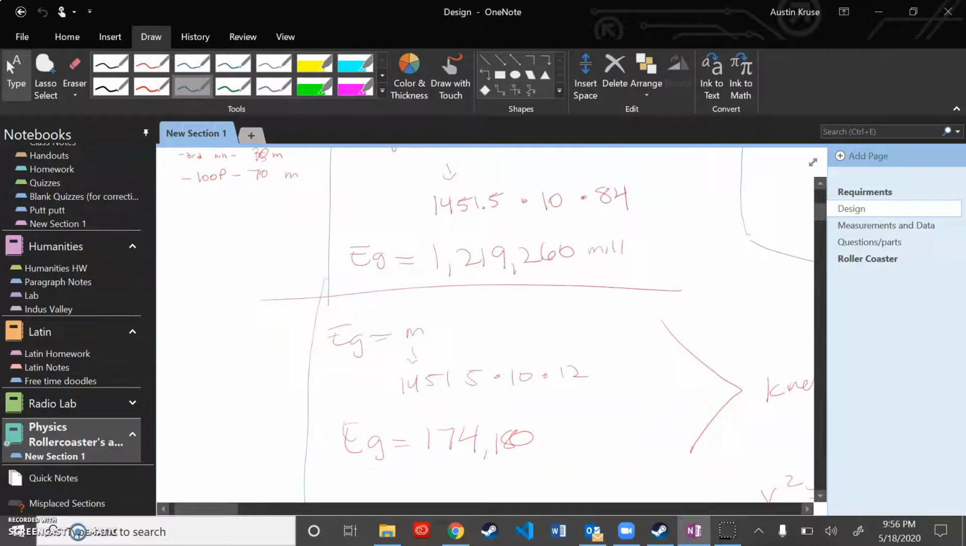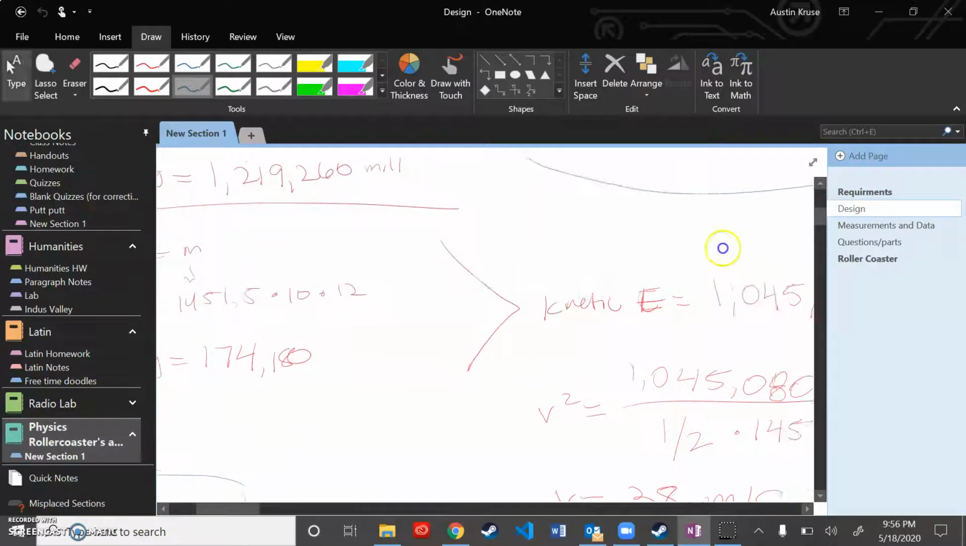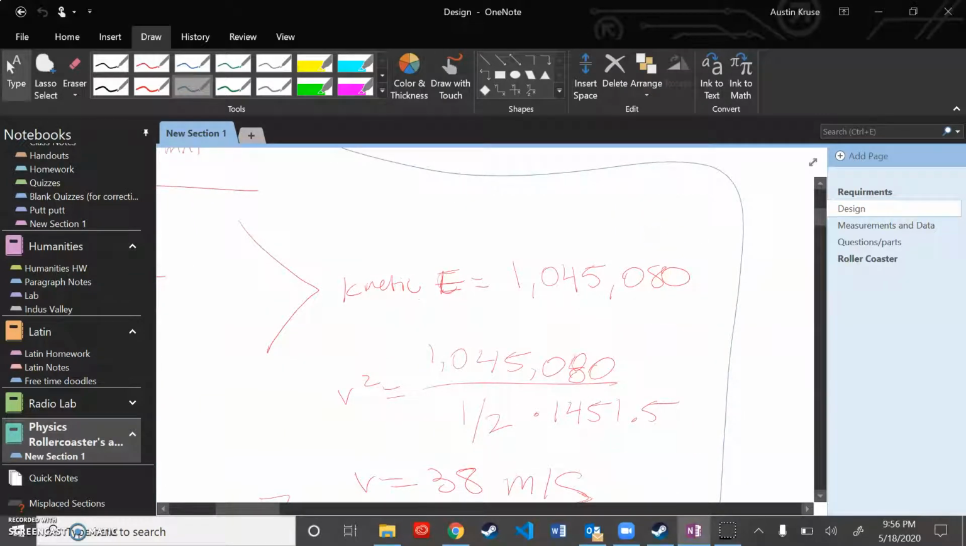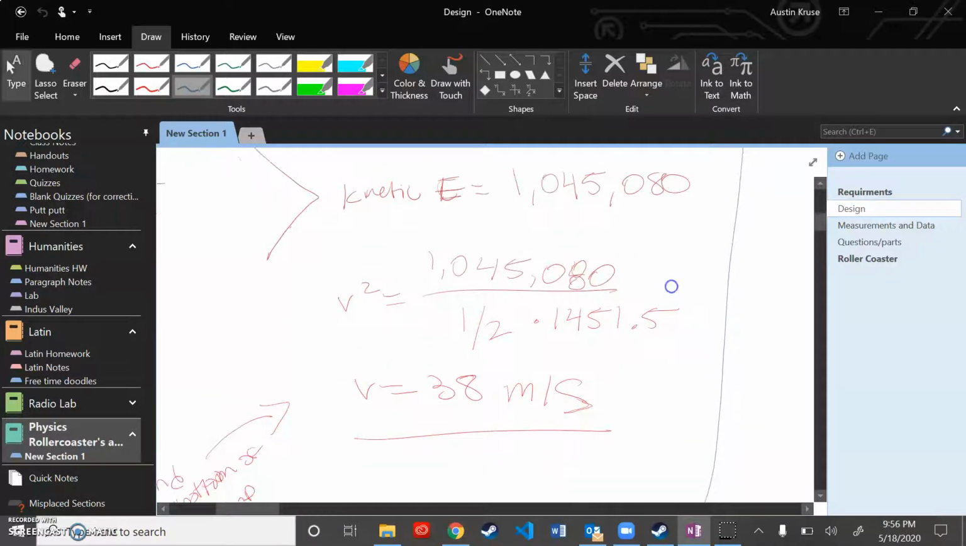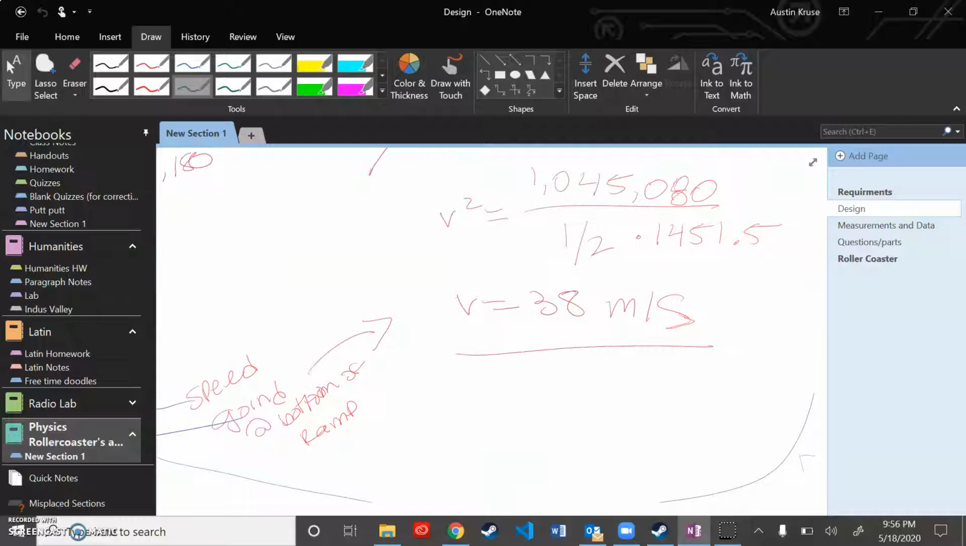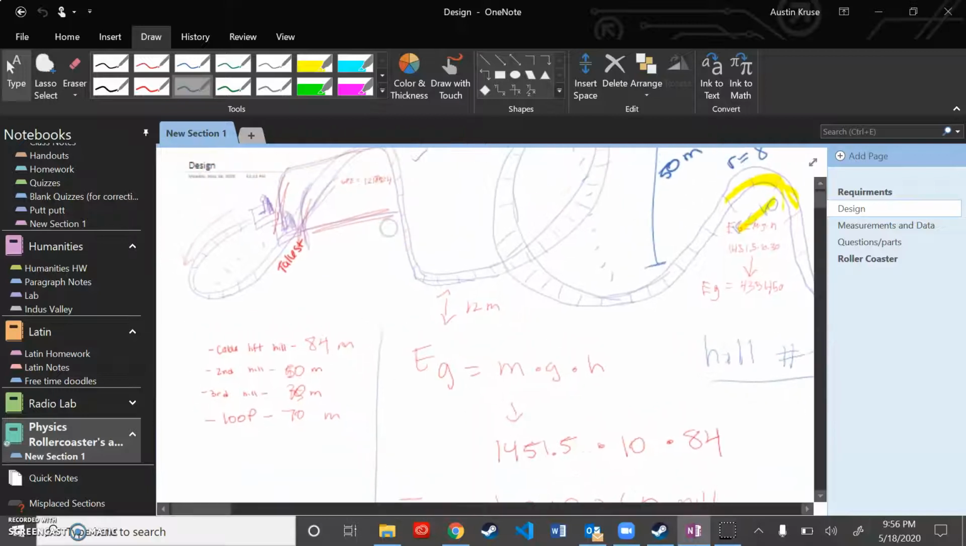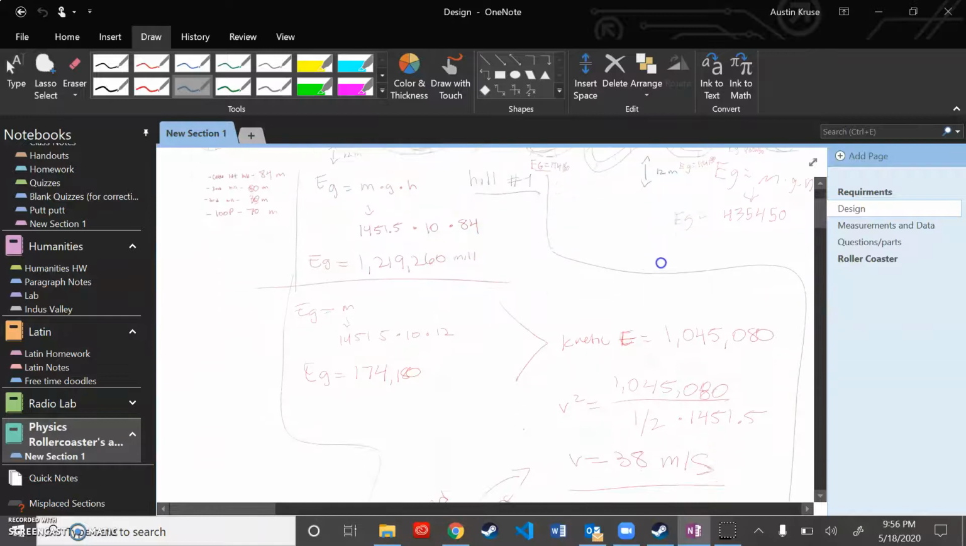We also found out the gravitational potential energy at the bottom, so we could subtract the two and figure out the kinetic energy. We used the kinetic energy to figure out the velocity by doing the kinetic energy over a half times the mass to get the velocity squared. And we did the square root. It came out to like 37, and then that gave us how fast it was going at the bottom of our roller coaster, or the beginning of the loop.